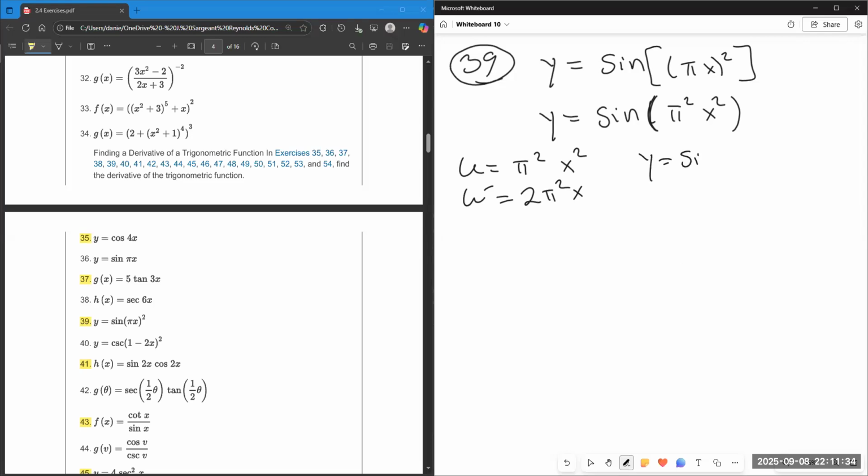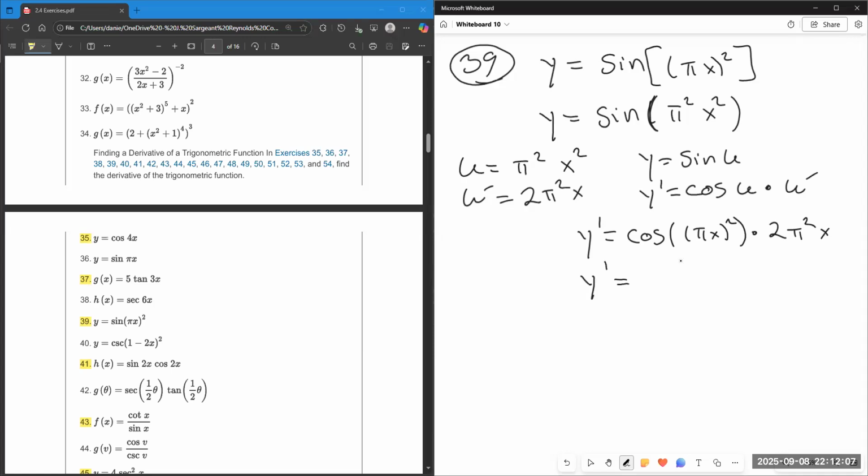y is equal to sine of u. y prime is cosine of u times u prime. So y prime is cosine of pi squared x squared, which is pi x squared, times my u prime is 2 pi squared x. So y prime is 2 pi squared x cosine of pi x quantity squared.